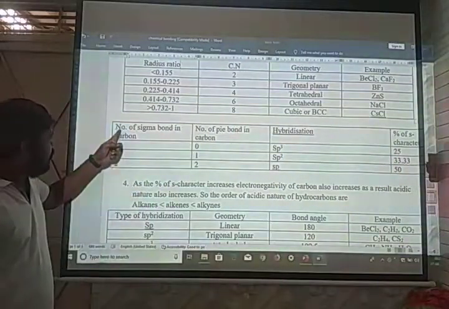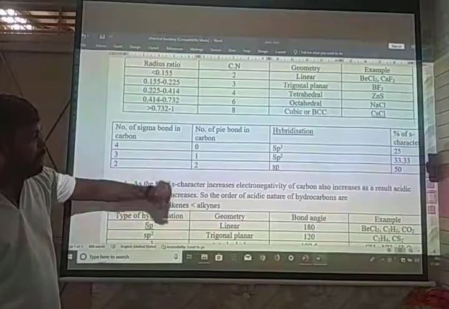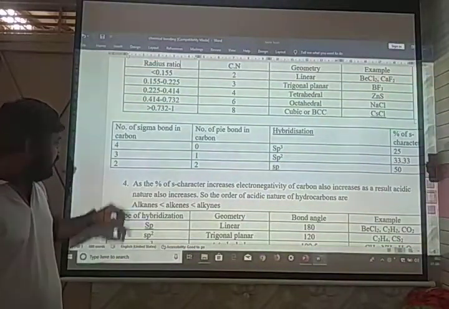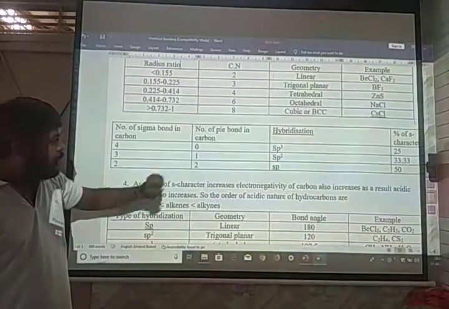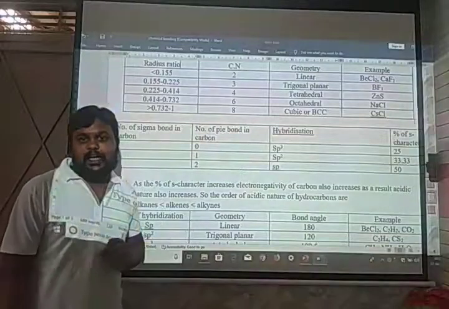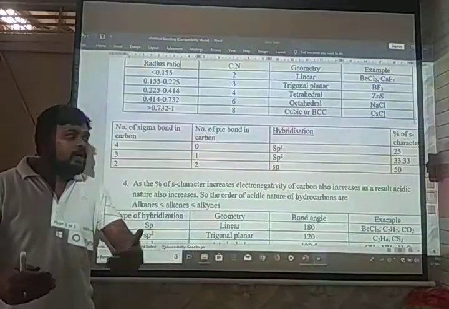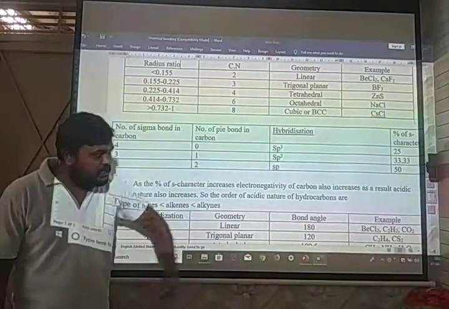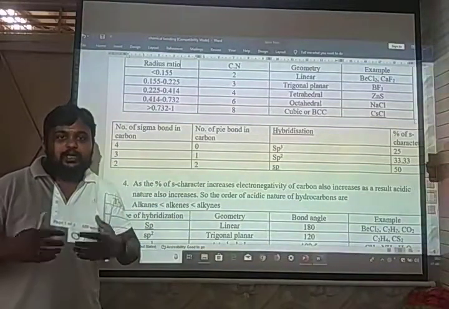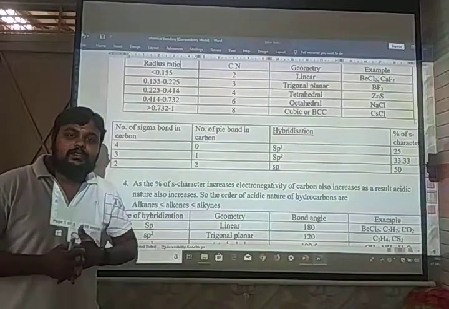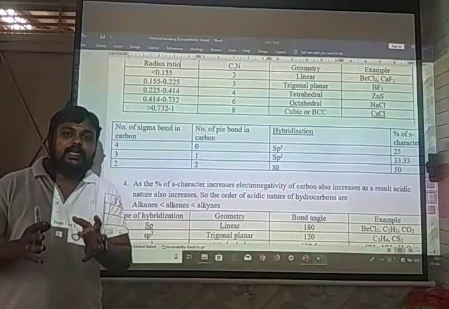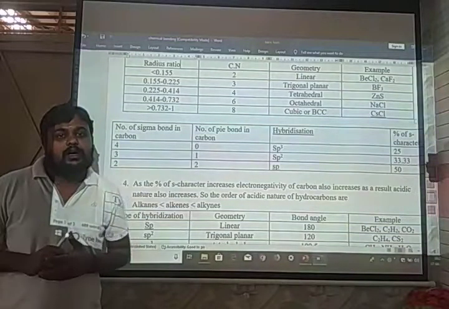Similarly, if 3 sigma bonds with 1 pi bond is there, means sp2 hybridization, percentage of S character is 33.33. Similarly, 2 sigma 2 pi bonds, hybridization is sp, that is 50% of S character. What is the relation between hybridization and percentage of S character? Using this percentage of S character, you can determine the electronegativity of the carbon, and that electronegativity decides the acidic nature of the carbon.